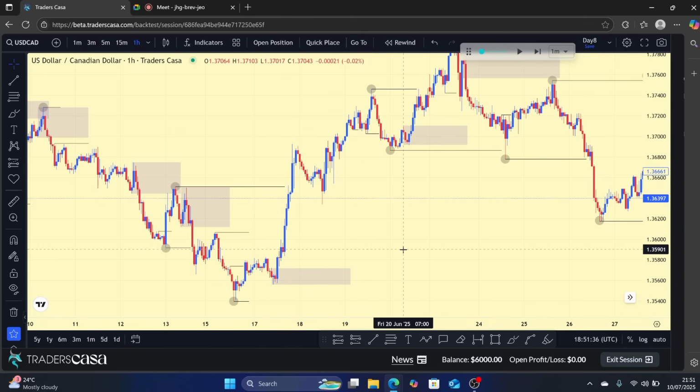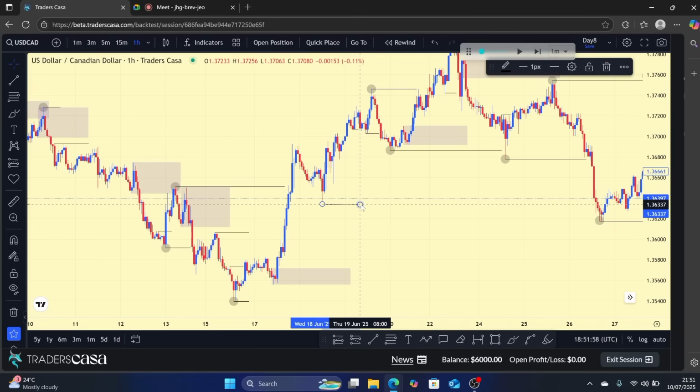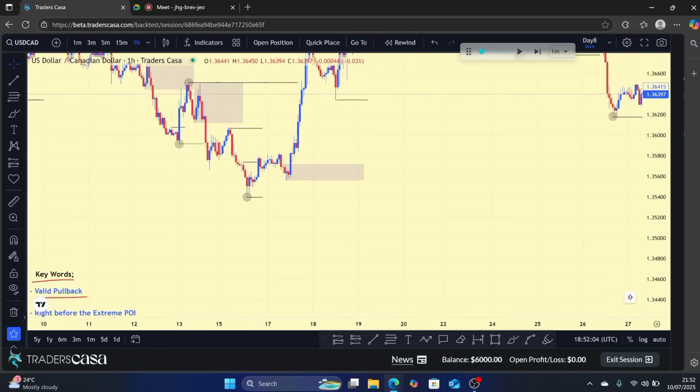I mean the only primary POI, because we said that we can't use the order blocks if the primary option is still live. And so that's the extreme order flow, and that's the extreme POI. And the pullback right before the extreme POI, I mean the valid pullback, is this one here. The reason why I'm marking that is because this here is the valid pullback. Right, so that's the valid pullback.